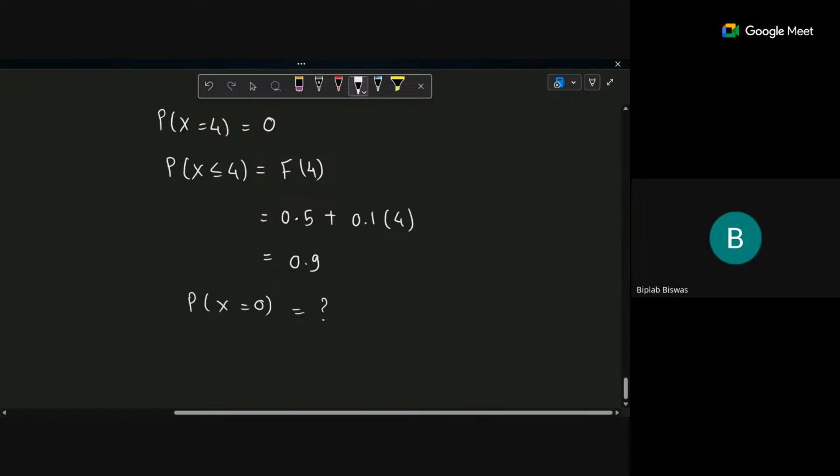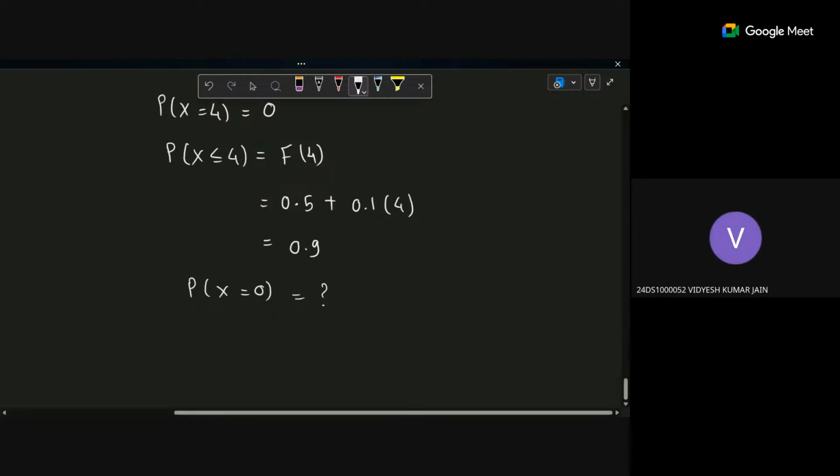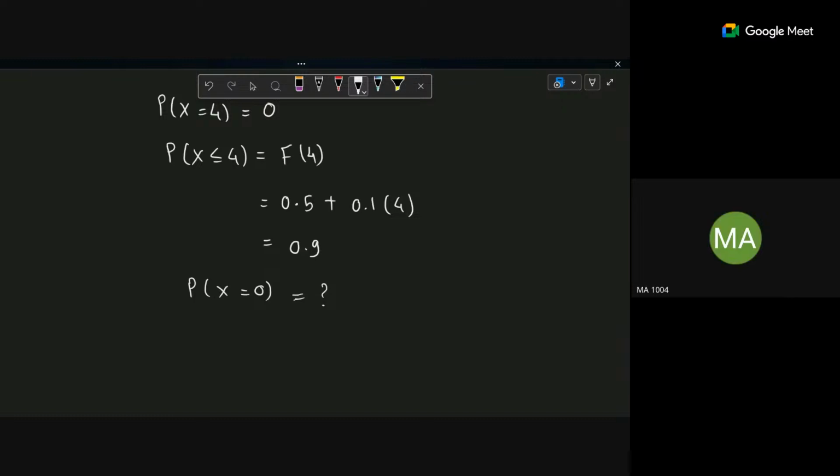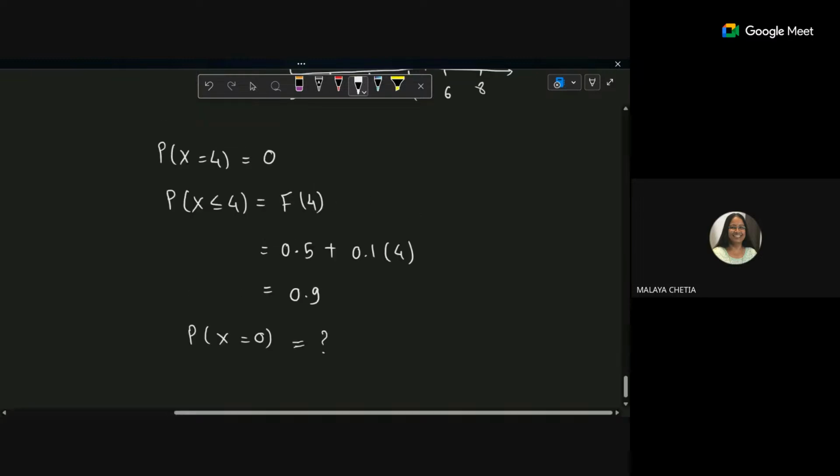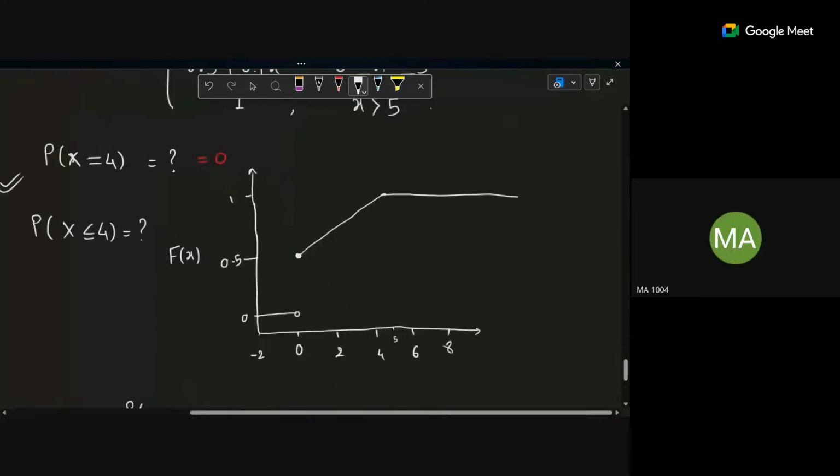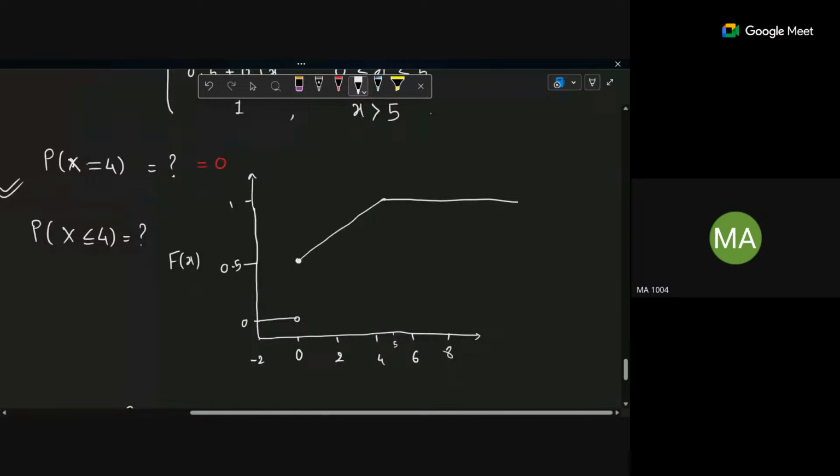0.5 minus 0.5, the jump. Yeah. What about others? Ma'am, please show the plot. Yeah, sure. Plot is one of the things.